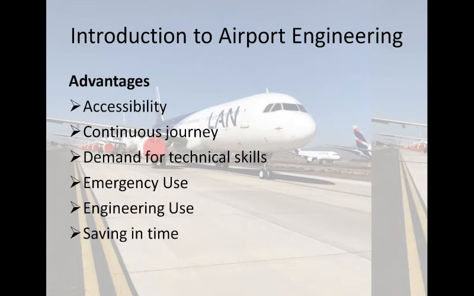The third advantage is demand for technical skill. In the previous point, the continuous journey, we don't require any roads or tracks for transportation through airways. But in the case of landing of aeroplanes, we have to create some stop point, that is airports. We have to create some airports, some base for landing. This is an important point.